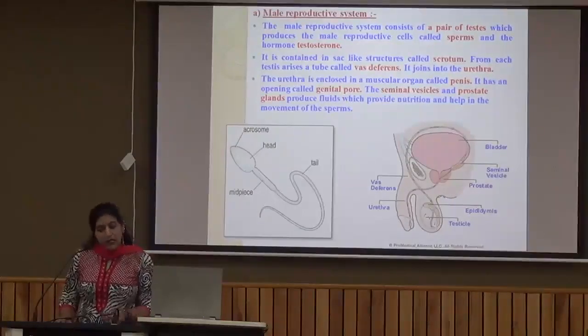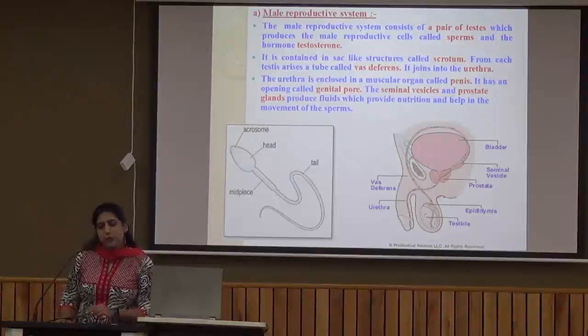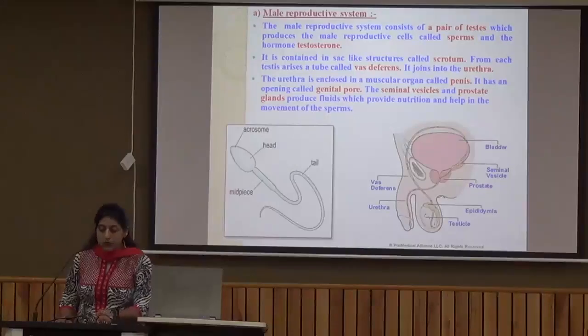Now it is contained in a sac-like structure called scrotum. From each testis arises a tube called vas deferens. You can see a tube which is attached to it. Now the vas deferens joins the urethra.